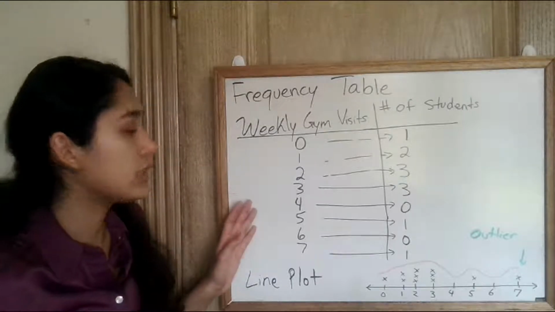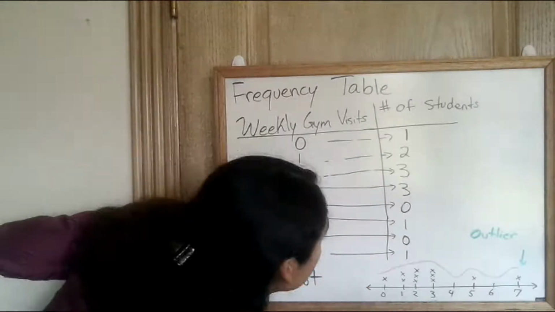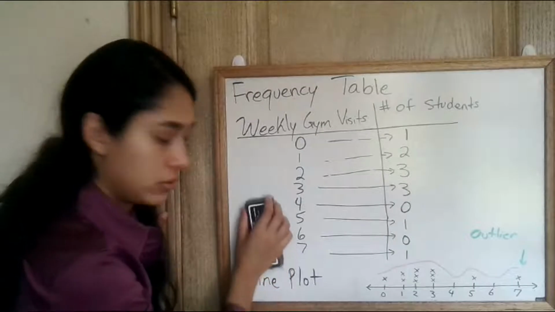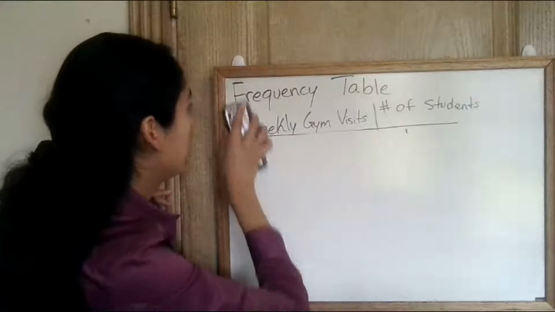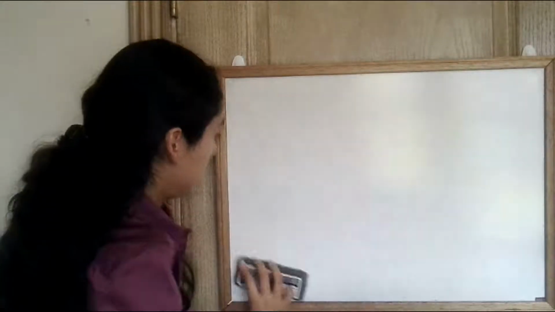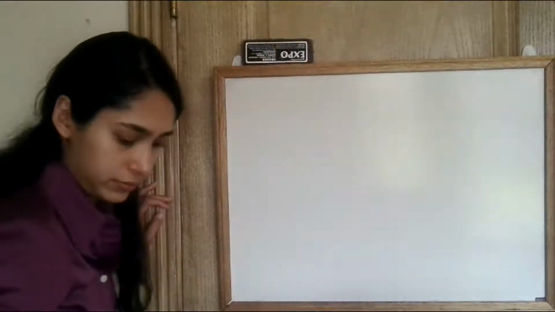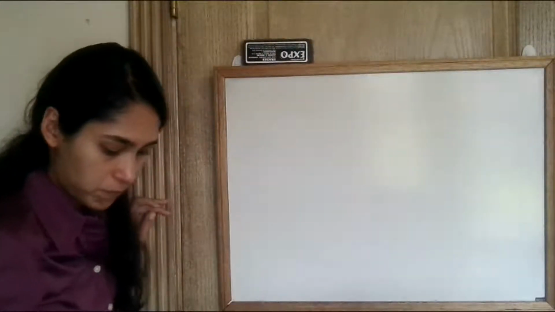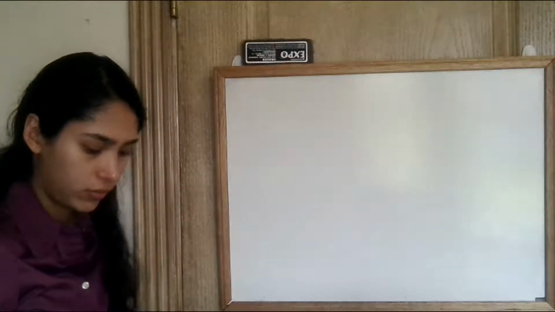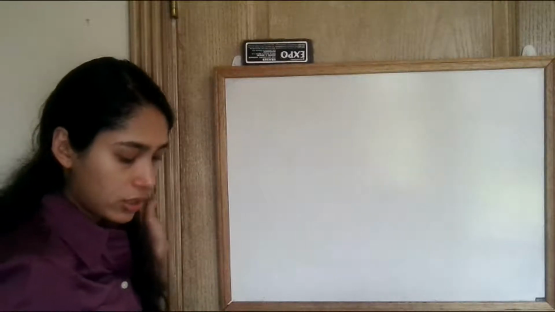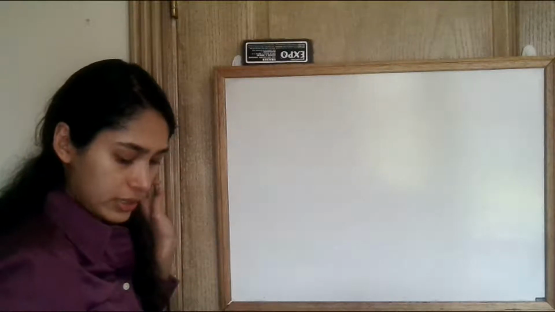Okay, so we're going to go ahead and do an example with line plots. Go ahead and erase. So we're going to be talking about people who took a driving test.